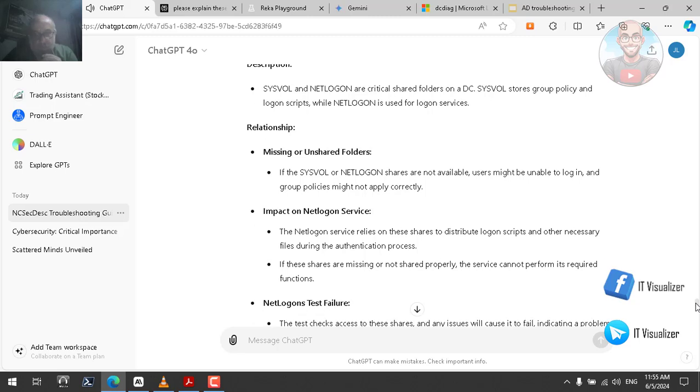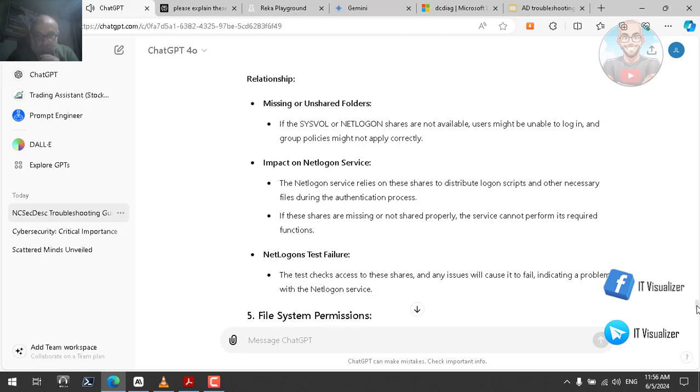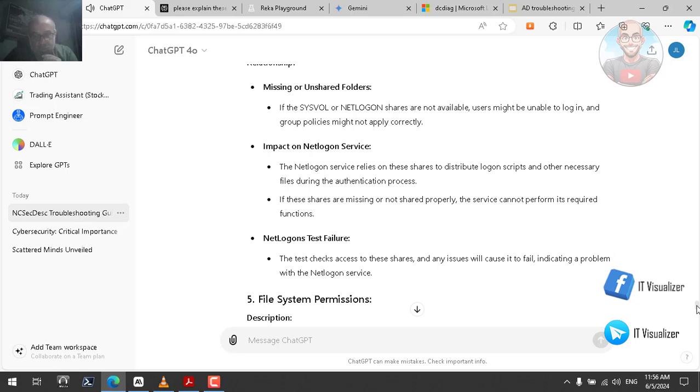Impact on Netlogon service: the Netlogon service relies on these shares to distribute logon scripts and other necessary files during the authentication process. If these shares are missing or not shared properly, the service cannot perform its required functions. Netlogon test failure: the test checks access to these shares, and any issues will cause it to fail, indicating a problem with the Netlogon service.